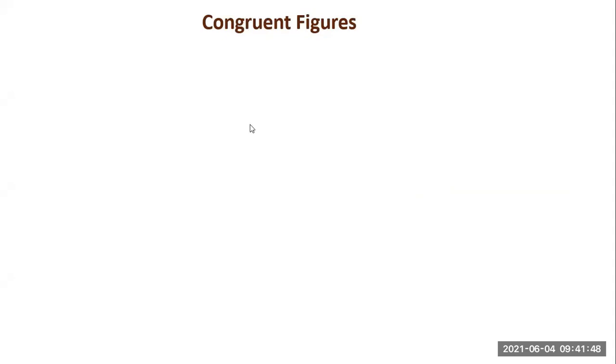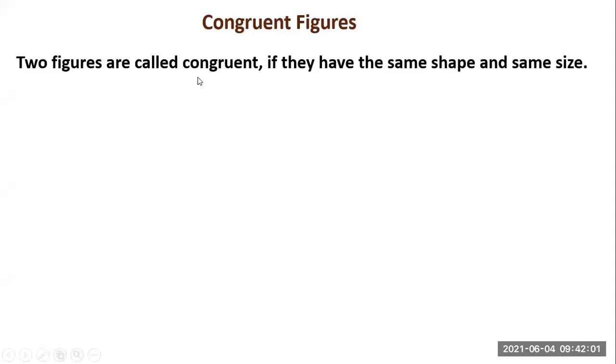Congruent figures are geometrical figures which have the same size and same shape. Two figures are called congruent if they have the same shape and the same size. Then only they are congruent. Otherwise, they are not congruent figures.